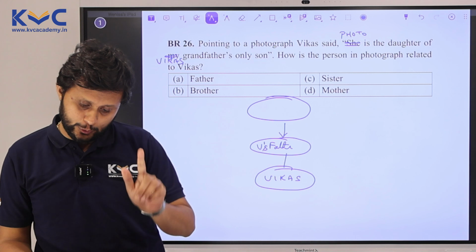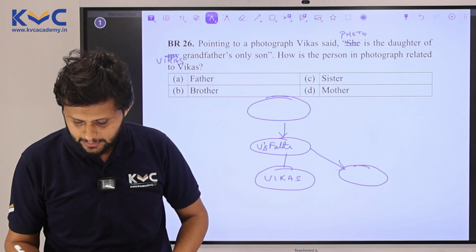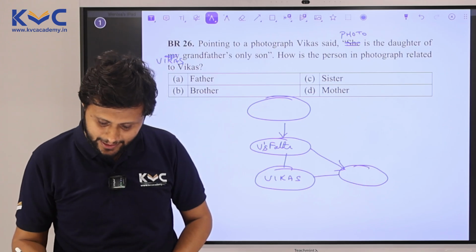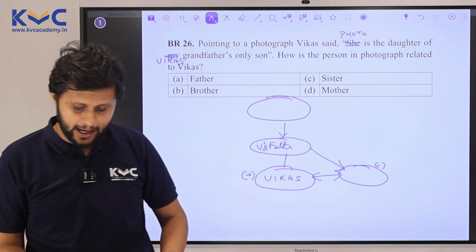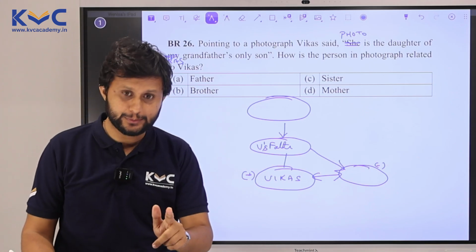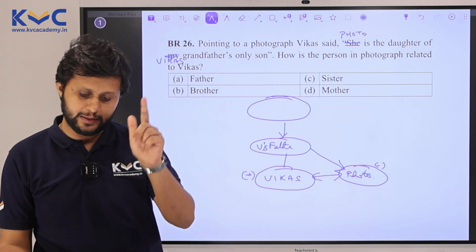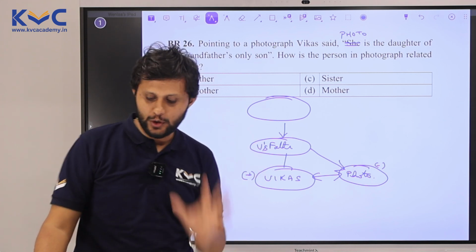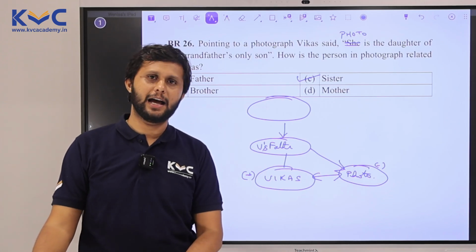And what is the connection? The photo is the daughter of Vikas's father. And that means they are in the same generation. In fact, they have the same father as well. These two are siblings. So this is minus, this is plus. And what are they asking you? How is the person in the photograph related to Vikas? From Vikas's point of view, we need to see. So, sister. Sister is there in option C, and that's the right answer.